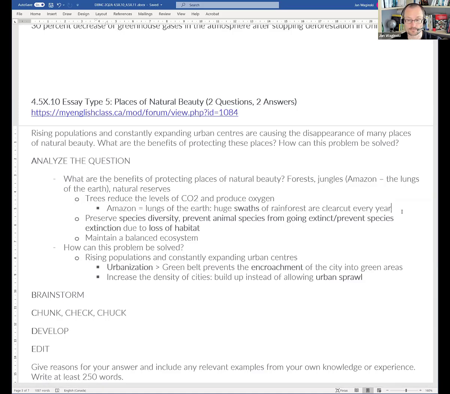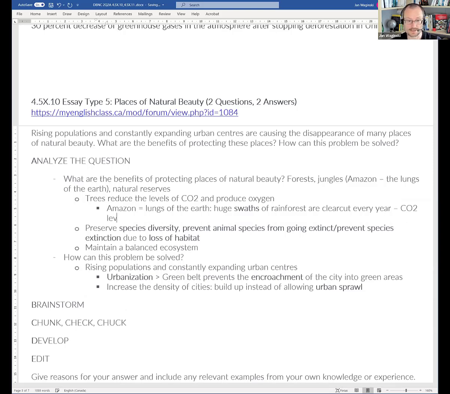And what happens? CO2 levels keep rising every year. Yeah, and it's a principal reason for global warming. Yes. Okay, good. So that's a very strong example. And then remember, when you put in examples, how should you phrase these examples? Just for better topic development.